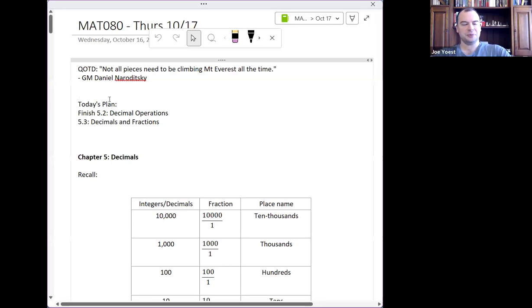All right, so today's plan, pretty straightforward. Just finish up the section on decimal operations and work through 5-3 decimals and fractions. Just a short reminder, remember that the Examity practice exam is available.